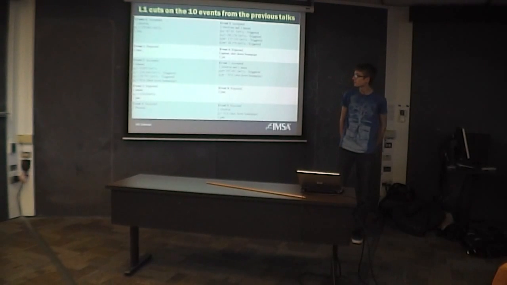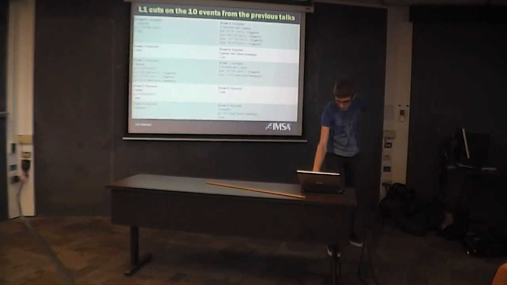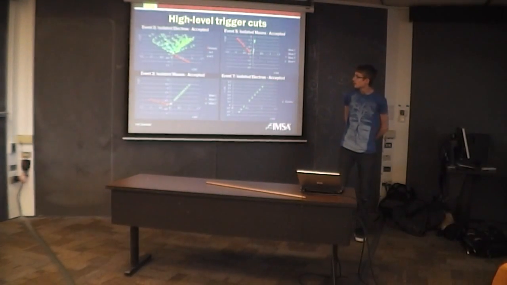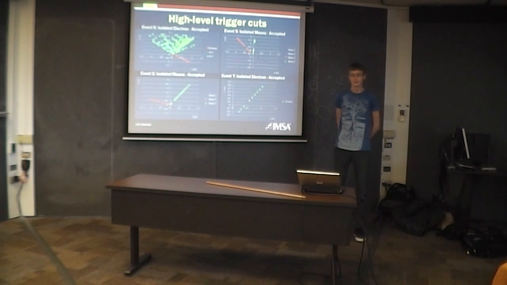These are the 10 events from the previous talks. Given the data by the other groups, I calculated the transverse momentum of the particles inside each event, and using the level 1 triggers, events 0, 2, 5, and 7 would be accepted by the level 1 trigger. And these are graphs of the products in those events, and because the signal leptons are isolated, these events would also be accepted by the high level trigger.